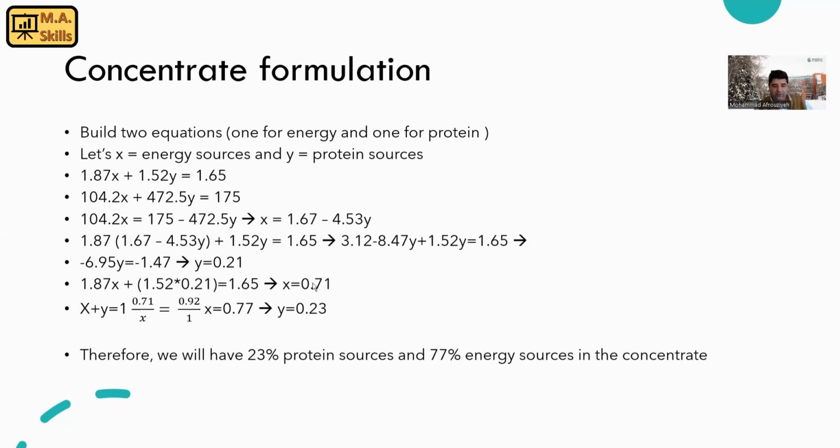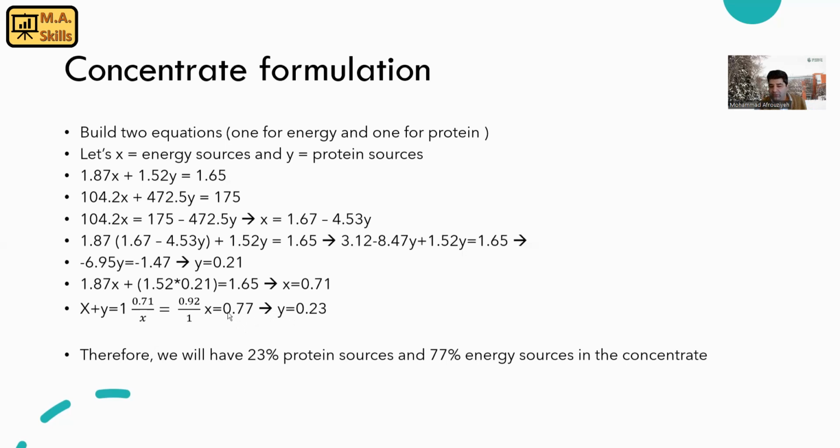So see here, I'm saying if my x value is 0.71, the sum of x and y is 0.92. I want to have 1 for the sum of x and y. What should be my x value? So from here, I can calculate my final x value, which is 0.77 or 77%.